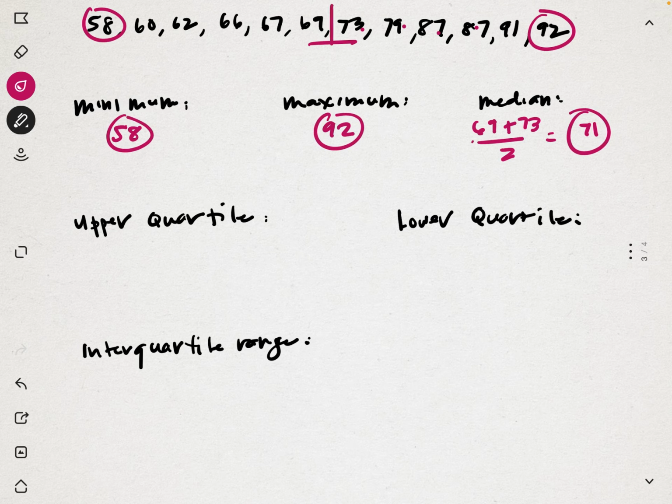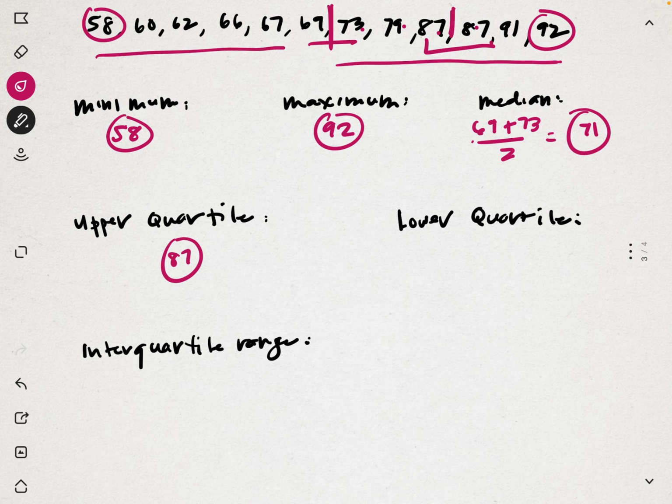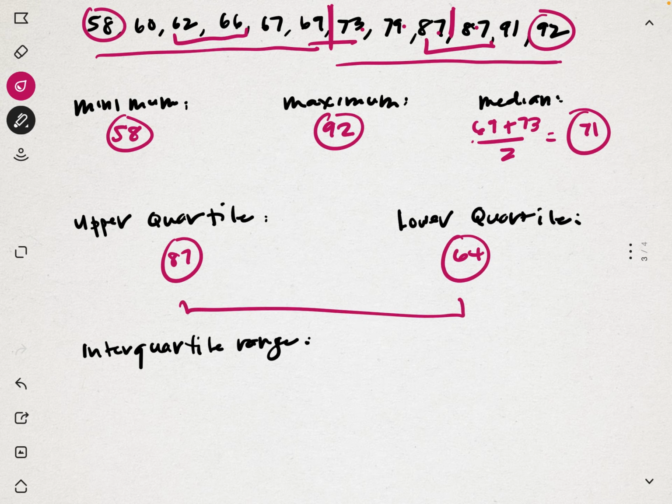Now our upper quartile, if we split this in half, is the median of the top. Of these 6 numbers on the right side, we're going to find the median of 87 and 87, which is 87. That splits this set of numbers again. And then the lower quartile is the median of the bottom half. Between 62 and 66, the lower quartile is going to be 64. The interquartile range is the difference between the upper quartile and the lower quartile. So we just subtract: 87 minus 64 is 21.